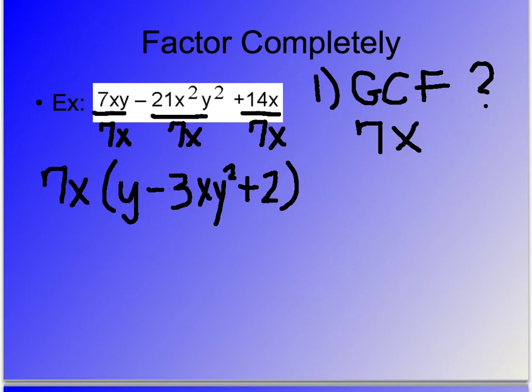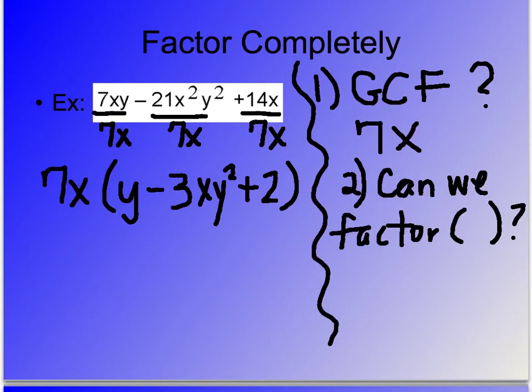Now, remember we look for, can we factor what's left in the parentheses? So looking at these parentheses, a general rule is, if you have a squared term, then sometimes you can factor using the x method. But I know in this case that I cannot do that.